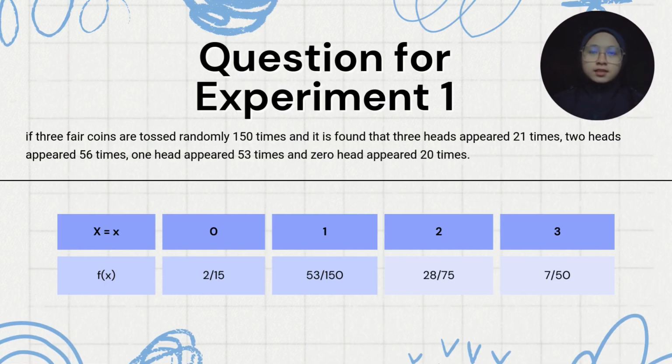This is an additional question for experiment 1. It is given that if 3 coins are tossed randomly 150 times, it is found that 3 heads appear 21 times, 2 heads appeared 56 times, 1 head appeared 53 times, and 0 heads appeared 20 times. This information has been summarized in the table below.